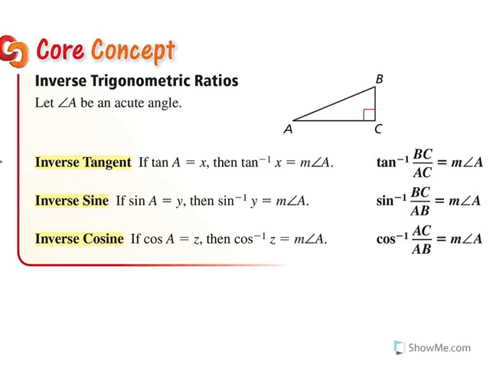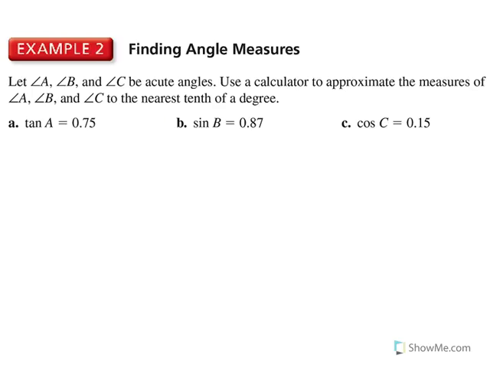Here's the core concept, which shows you how it works, but let me show you just how to solve these. In this first one, it says let A, B, and C be acute angles. Use a calculator to approximate the measures. We look at just A first. I have tangent of A is equal to 0.75. Let me move that over some so you can see how I work it.